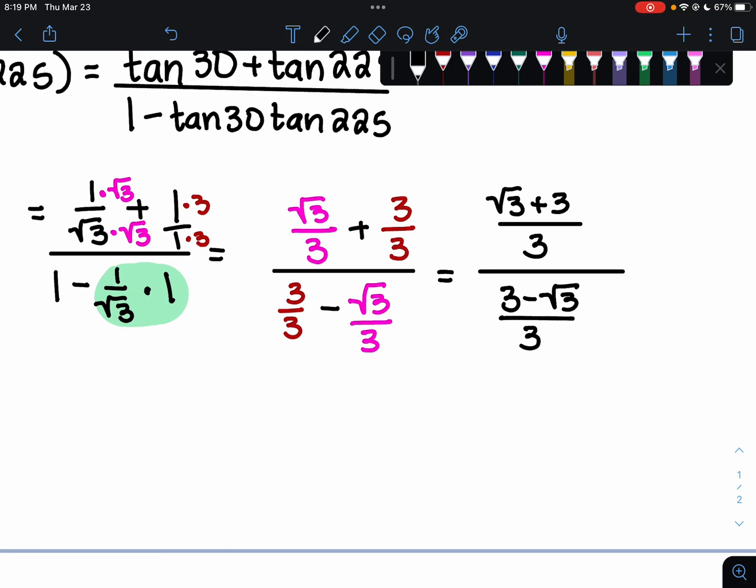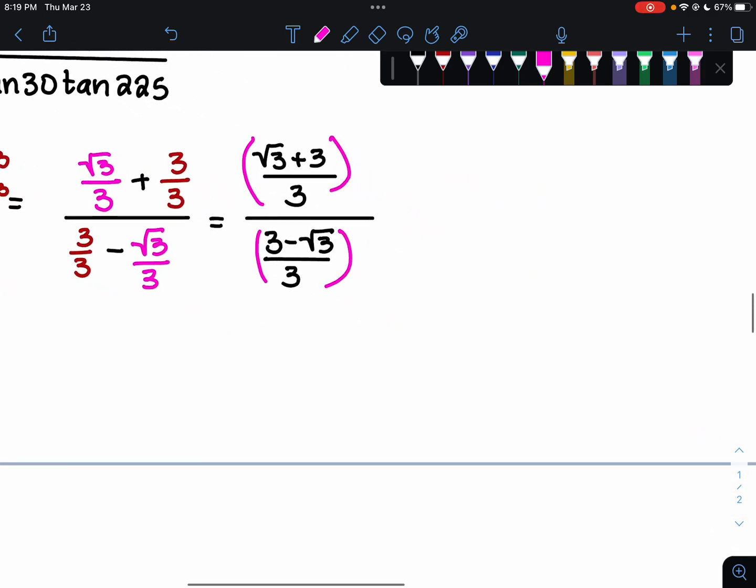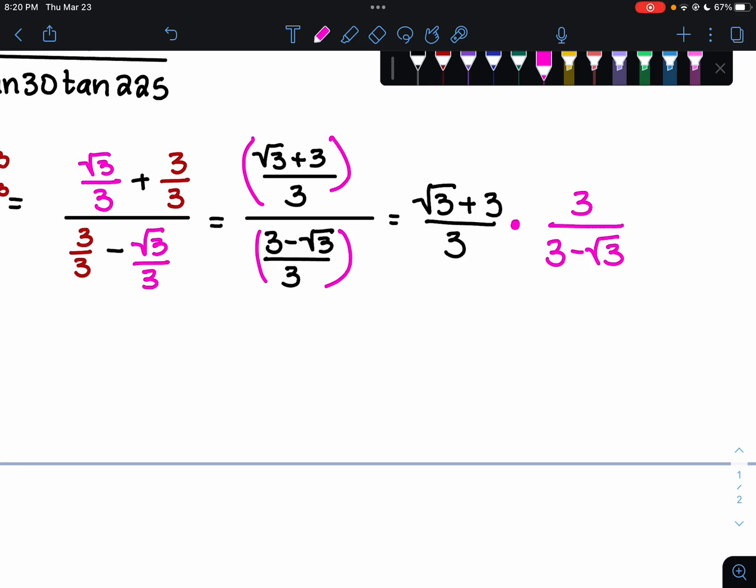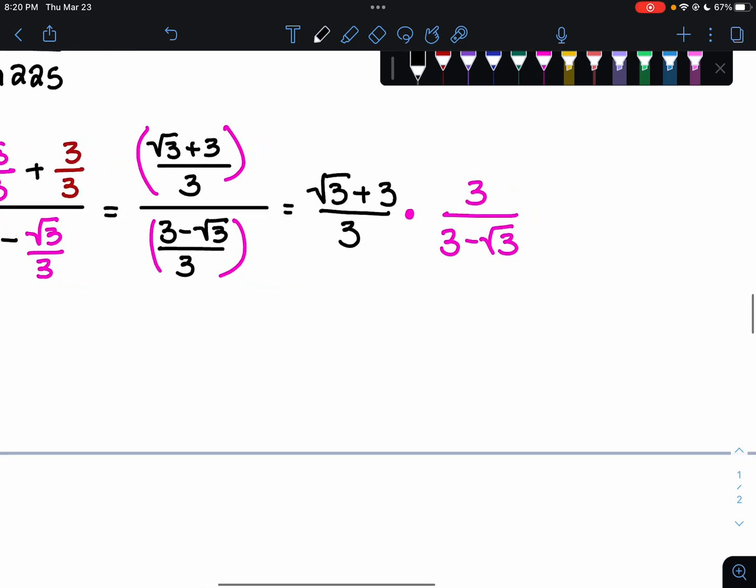When we have a fraction divided by a fraction, so this is my top fraction, this is my bottom fraction, we can keep, change, flip to do the division. So we're going to keep rad 3 plus 3 over 3 the same. We are going to change from division into multiplication, and we are going to flip the second fraction to be 3 over 3 minus rad 3. Now, when I do my multiplication to simplify, I see that a 3 on top cancels a 3 on bottom.